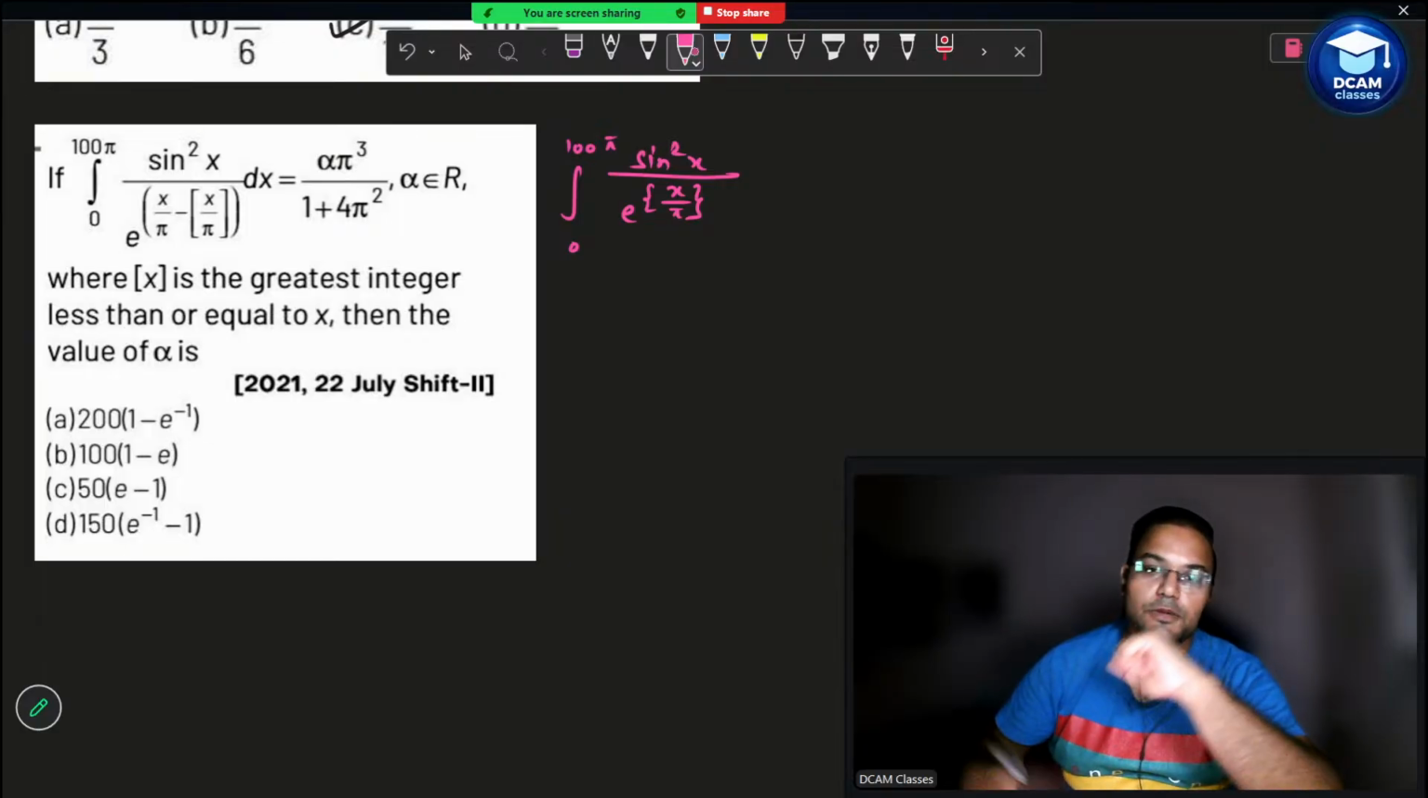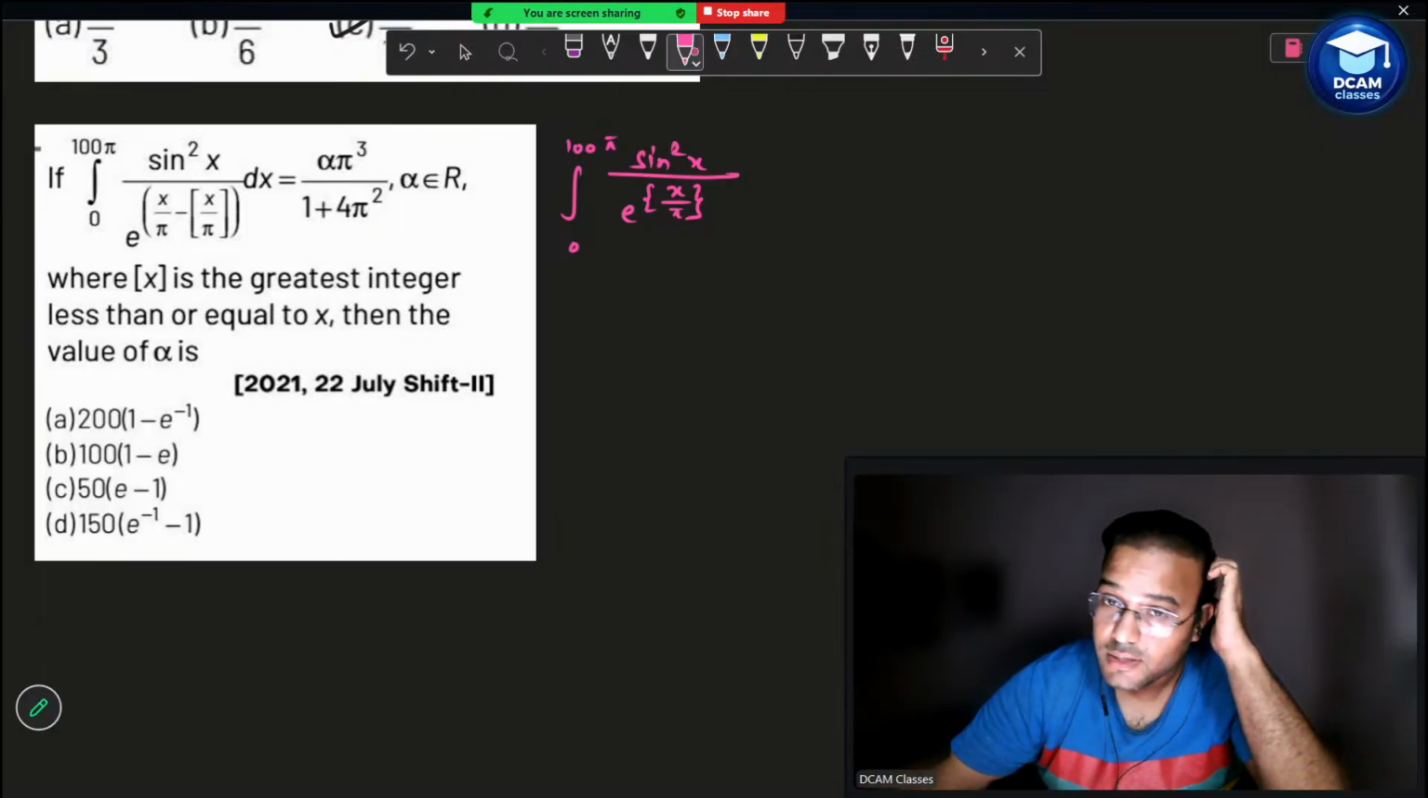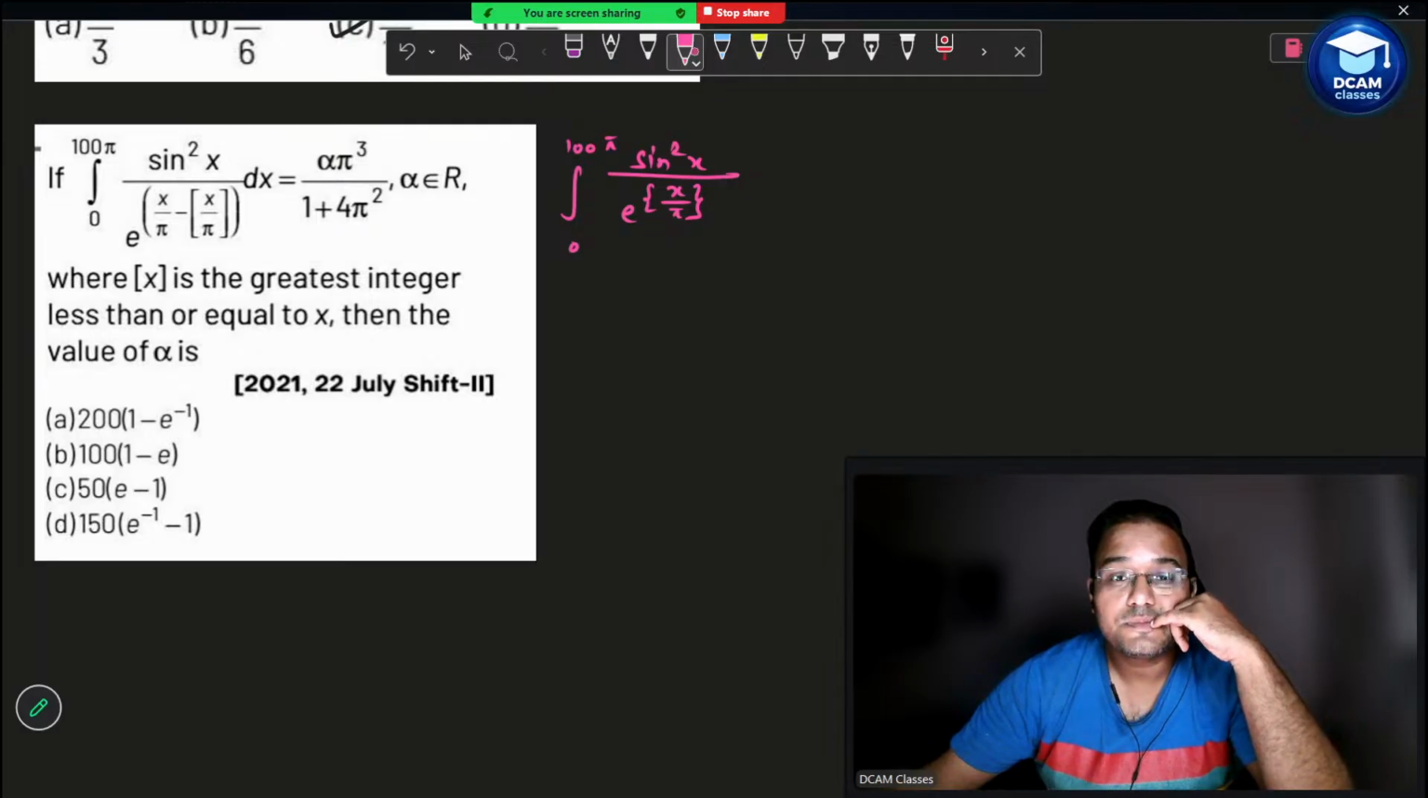And do you know this property? If the integral from 0 to nT of f(x) is given, it will come out as n times the integral from 0 to T, if T is the period of this function. T is a period, then n will come out. You know this property, na? Yes.